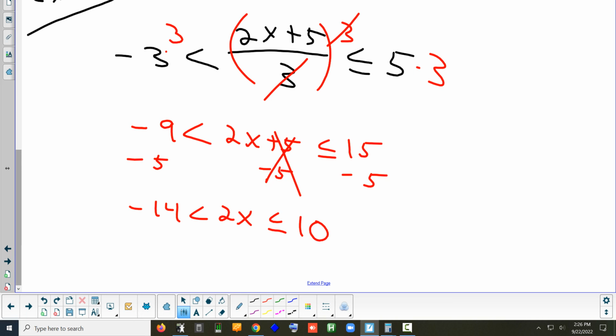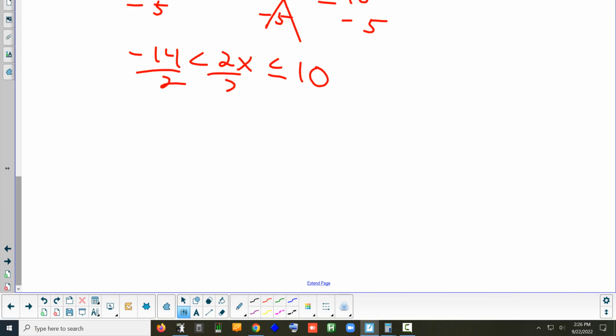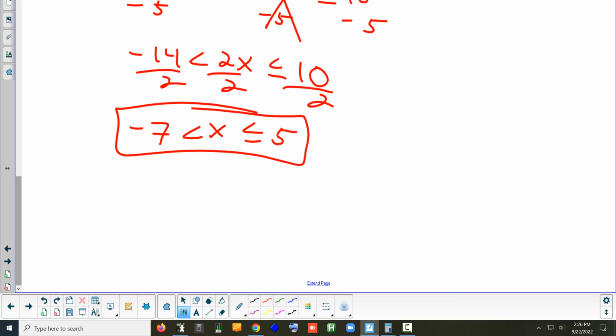And what would be my last step? Divide everything by 2. And because that 2 is a positive 2, don't flip anything. So negative 7 is less than x, which is less than or equal to 5. Okay, we got multiple ways we could write that if we had to. Question done.